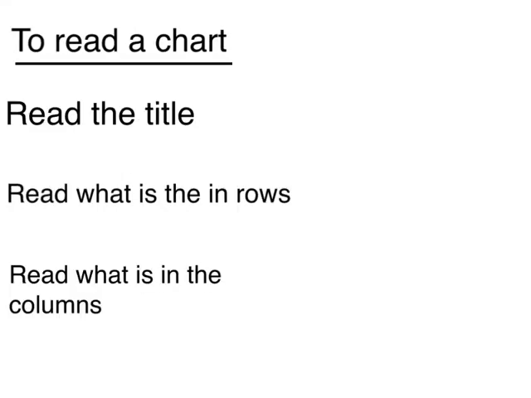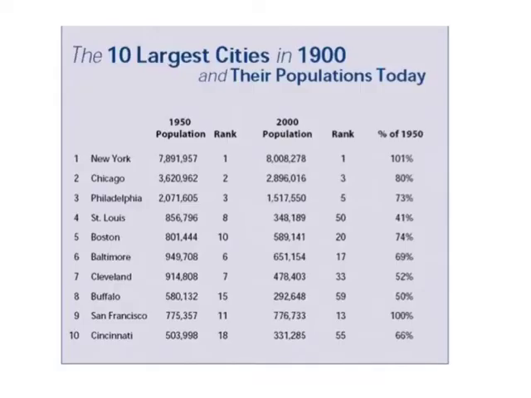To read a chart, first read the title. That's going to tell you what information the chart is displaying. Next, read what is in the rows, and then read what is in the columns. Let's take a look at this example.